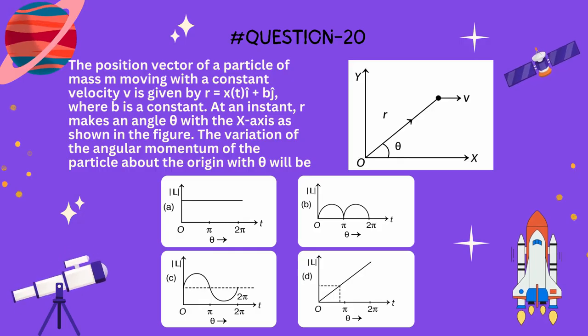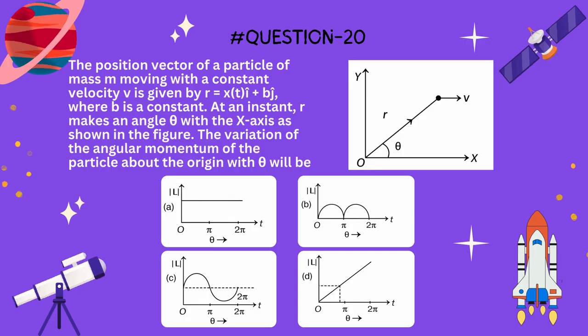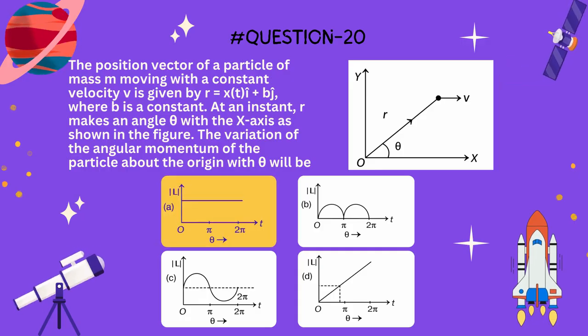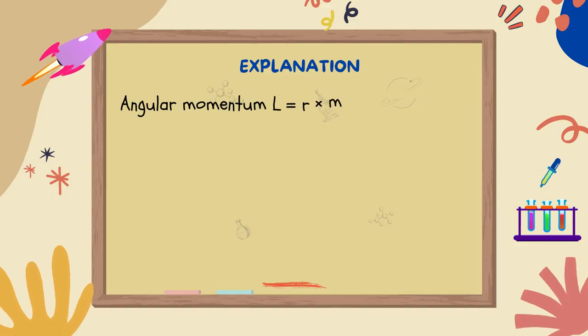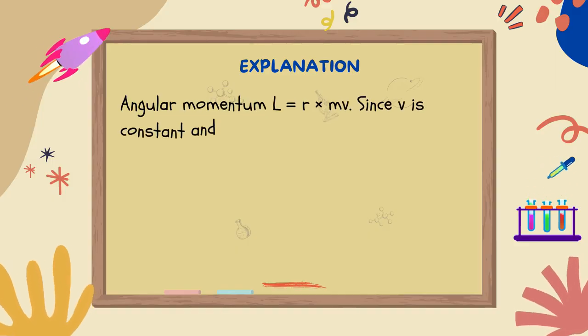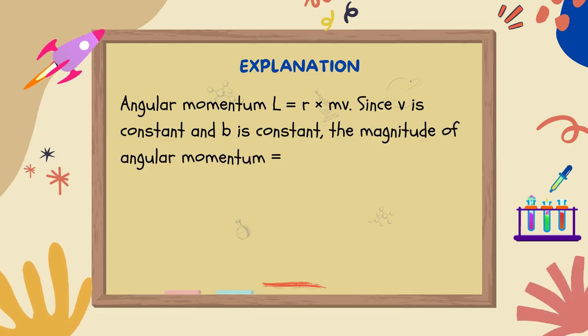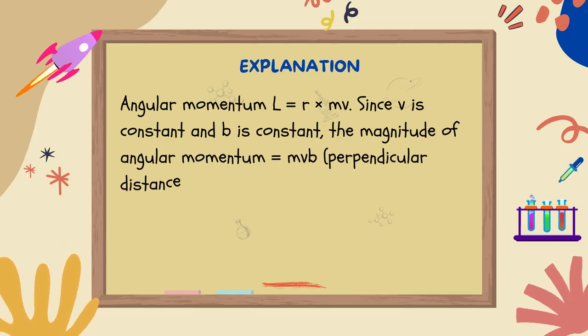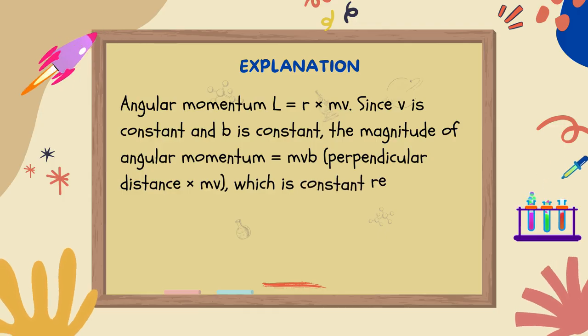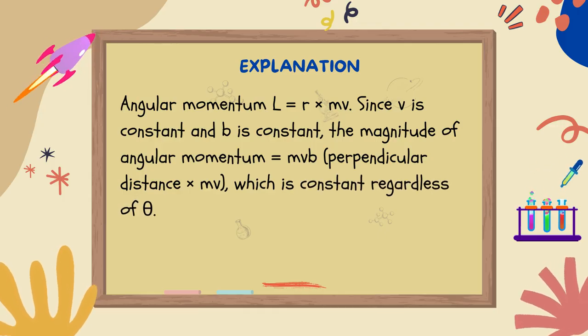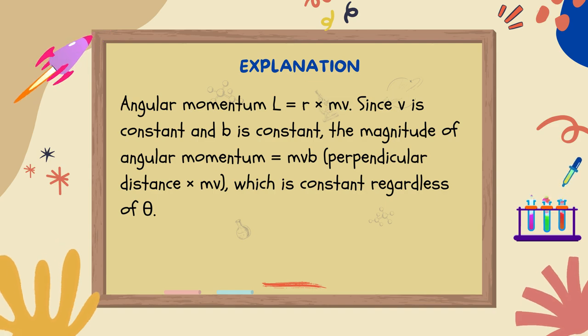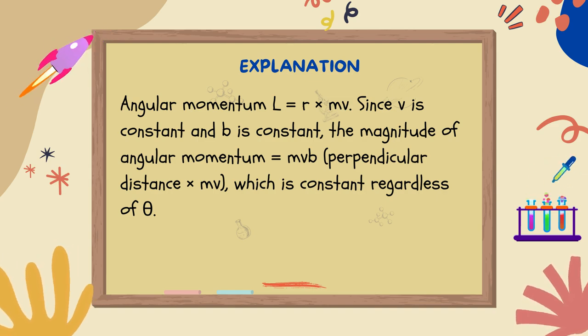D. Increasing linear. Correct answer: a constant horizontal line. Explanation: angular momentum L equals r cross m times v. Since v is constant and b is constant, the magnitude of angular momentum equals m times v times b, which is constant regardless of theta.